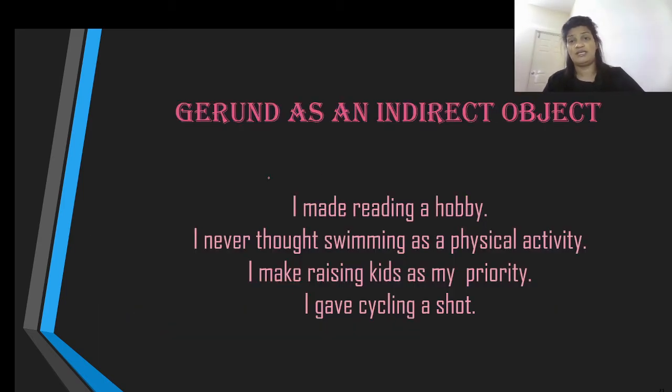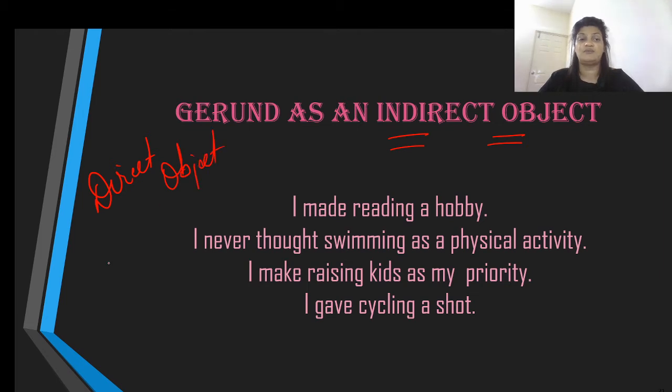Now the next one is indirect object. I hope you know that when you have two objects in a statement, one becomes your direct object and another becomes your indirect object. Indirect object receives the action from the direct object. So here, excuse me, when we say I made reading a hobby, here indirect objects come soon after the subjects.